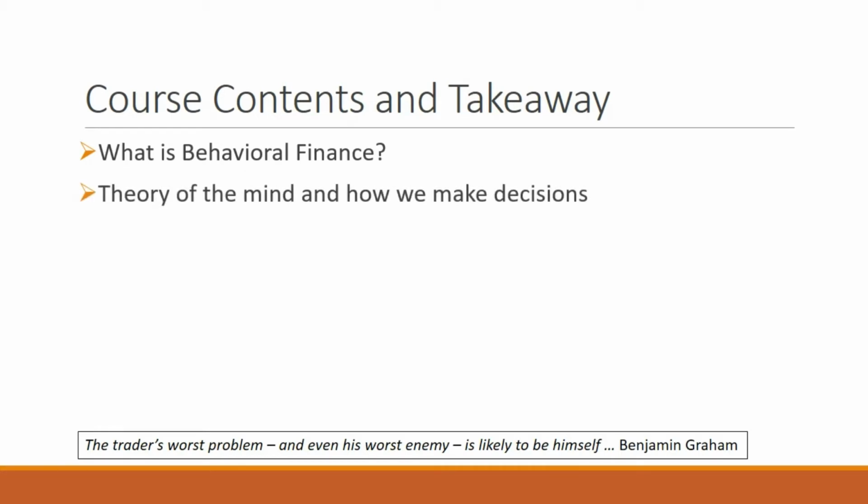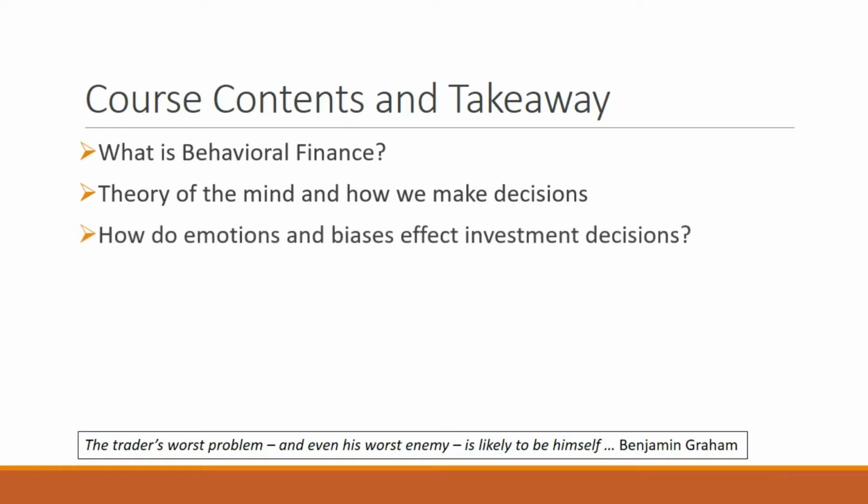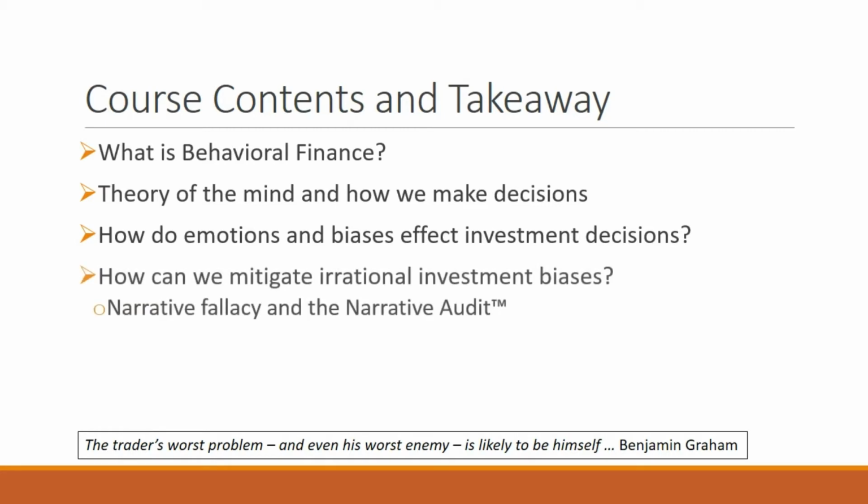Thirdly, we look at how emotions and biases affect our investment decisions, how they cloud our vision, and how they operate in relation to rational decisions. Fourthly, we look at a set of tools and techniques that are designed to mitigate our irrational investment biases. We focus on the narrative audit, which is a technique that we developed to mitigate the effects of the narrative fallacy.